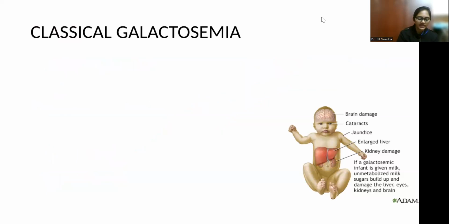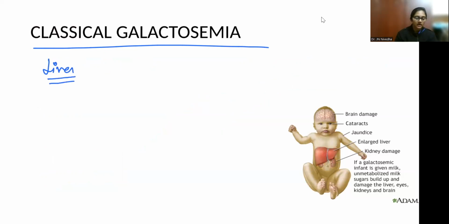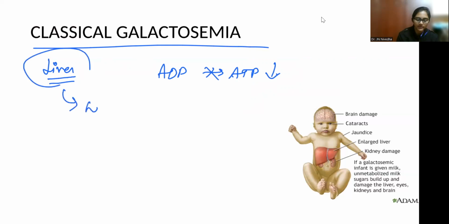Next, in the liver, what happens? All cells which are concerned with galactose metabolism become ATP deficient, because ADP is not converted to ATP. So if ATP is not there in liver cells, that can be liver injury, which can lead on to hepatomegaly and jaundice.